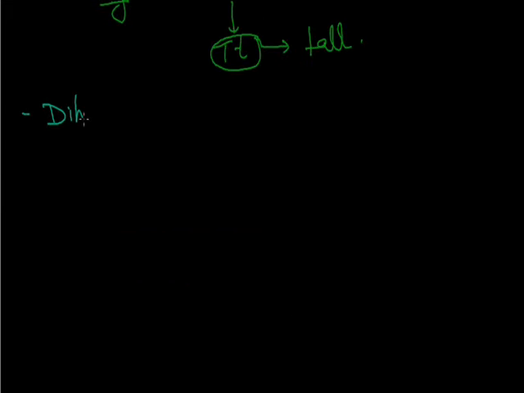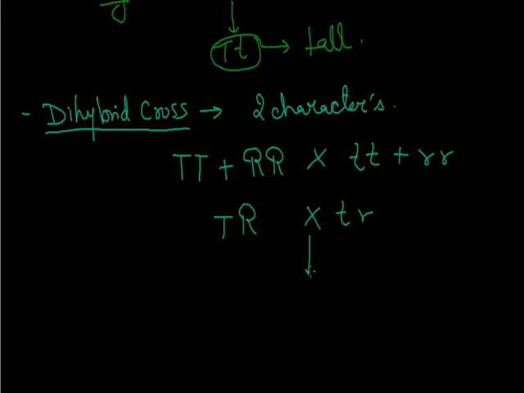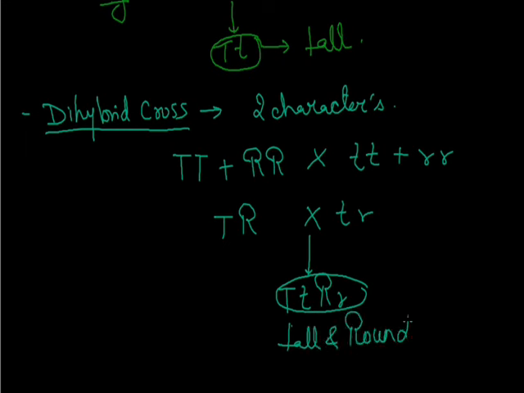Similarly, the dihybrid cross is the study of a cross between two characters of a plant. For example, we are taking the tallness character as well as the roundness of the seed, crossing with a similar small dwarf plant with the character wrinkled seed. So here it is TTRR into ttrr. So we'll get capital T small t, capital R small r, which is a hybrid where the plant is tall and round. Why? Because tall and round genes are dominant over dwarf and wrinkled genes.